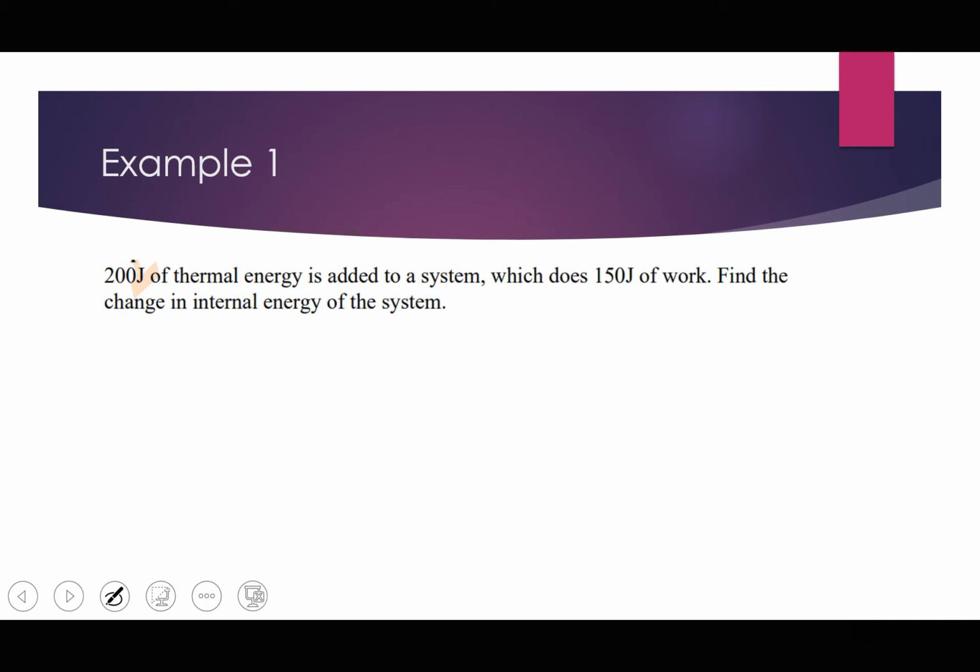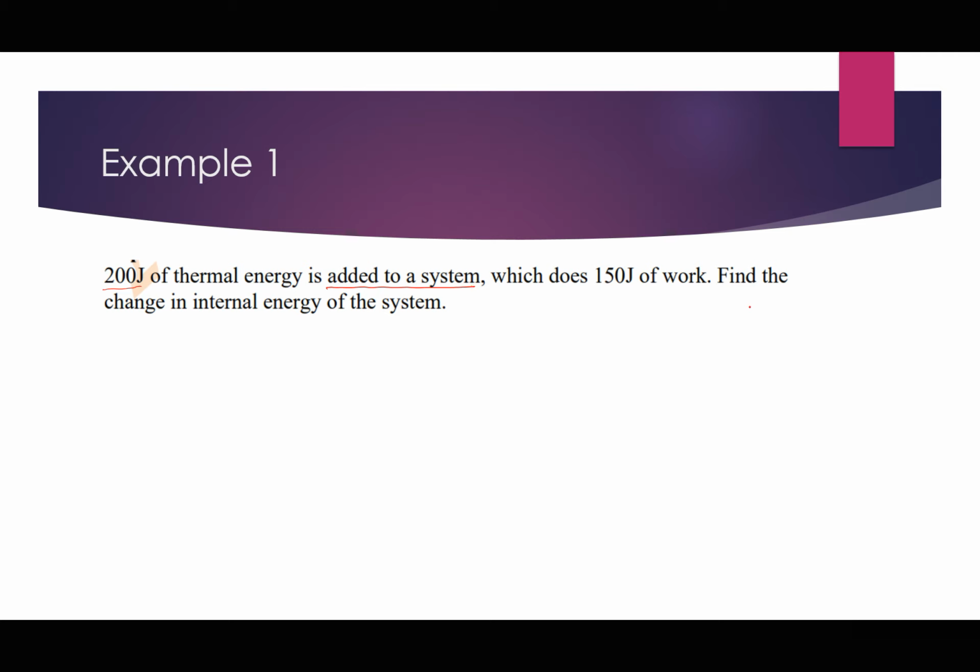Examples. I think we can run through the examples. The examples here are quite easy, but we shall see the real examples in past paper questions. These ones are just for now. Example number 1. We have 200 joules of thermal energy added to the system.